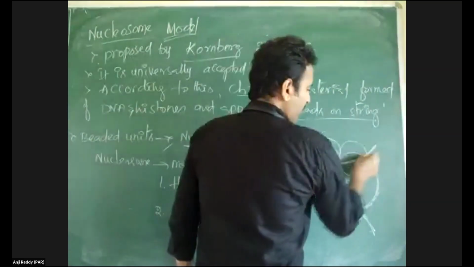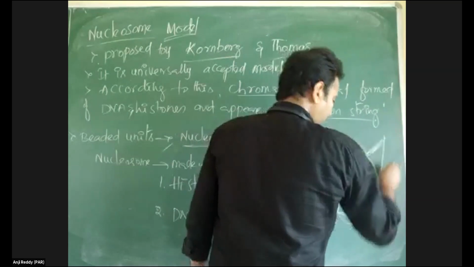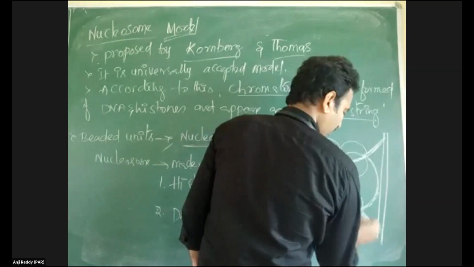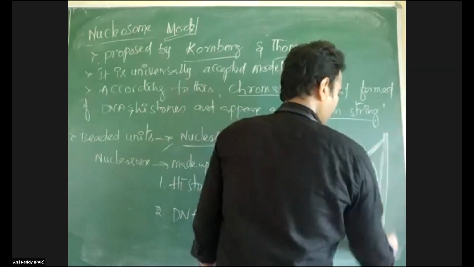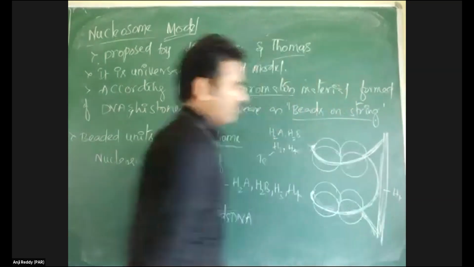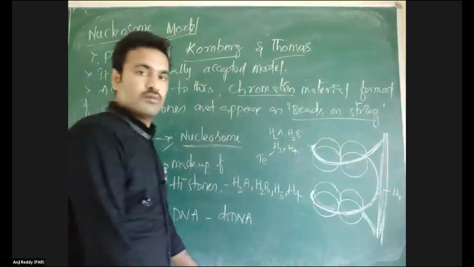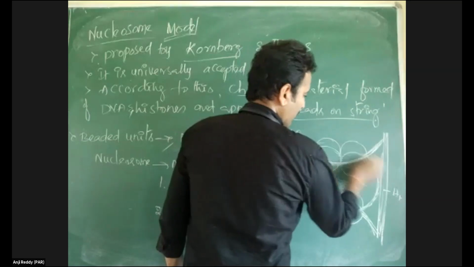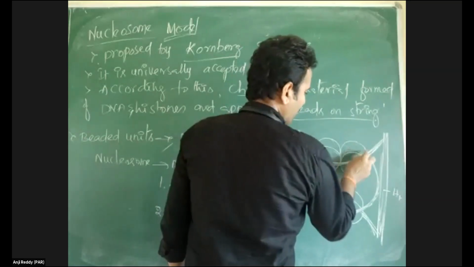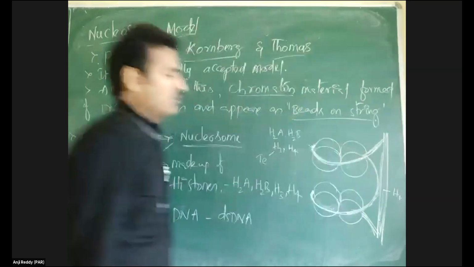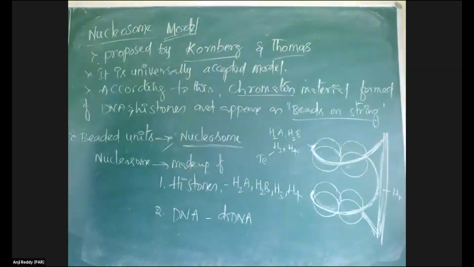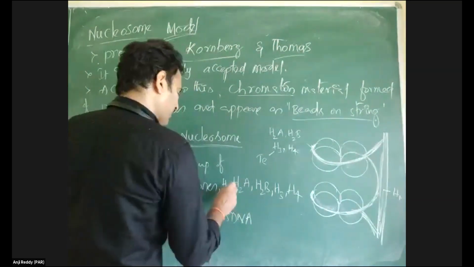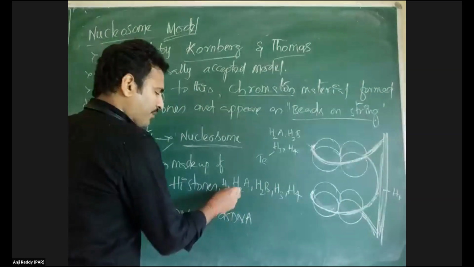This DNA is again connected with another protein which is called linker protein. This is H1. That means another protein is also there, which is H1. 5 types of histone proteins are found.